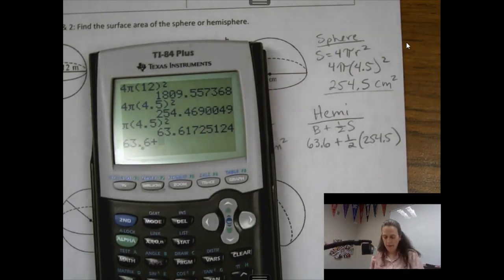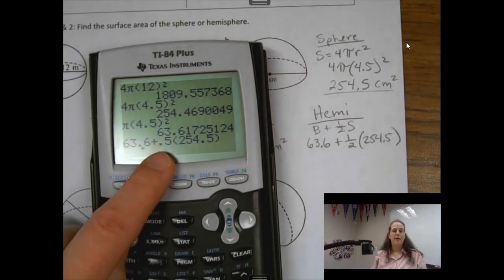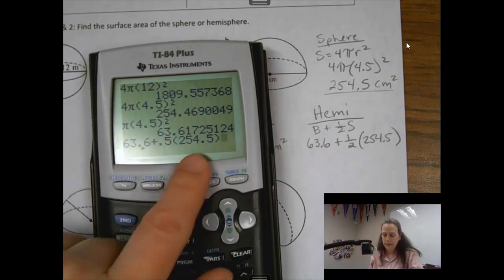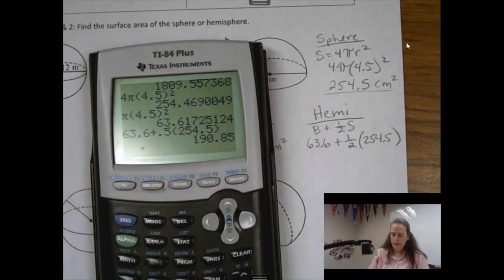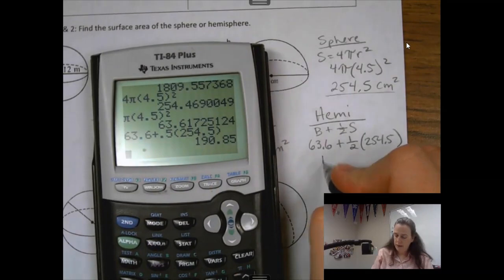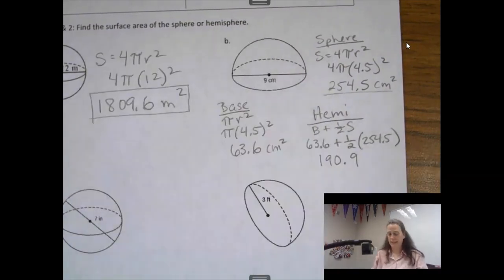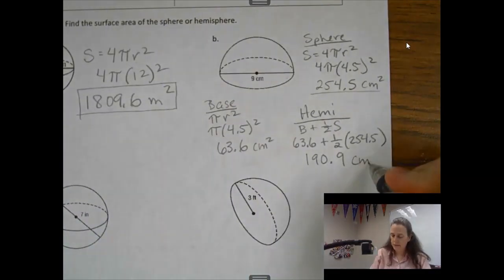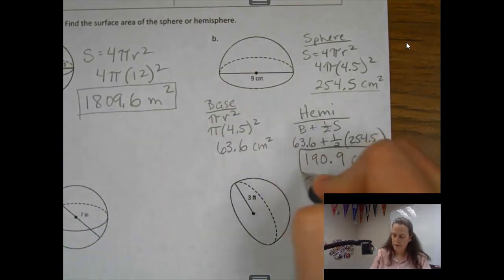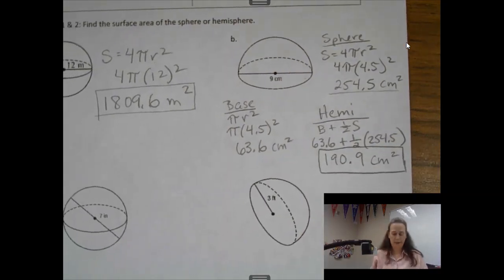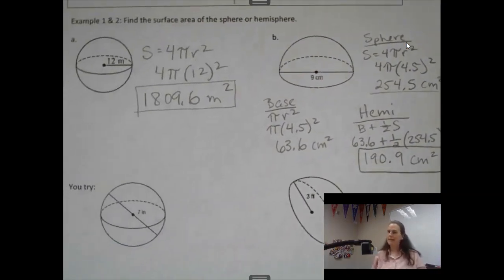Plus, now you can do, I'm going to do 0.5 for half. You could type your 1/2 in there. You probably want to put parentheses around it just to be really careful and keep everything separate. Okay, check and make sure you can get 190.9. We're rounding everything to tenths. Centimeters squared for the hemisphere with a 9 centimeter diameter. Okay, that's how you do it.